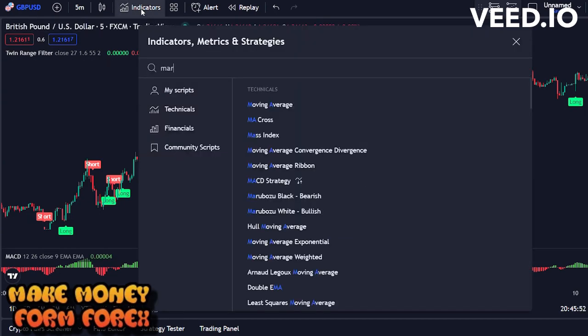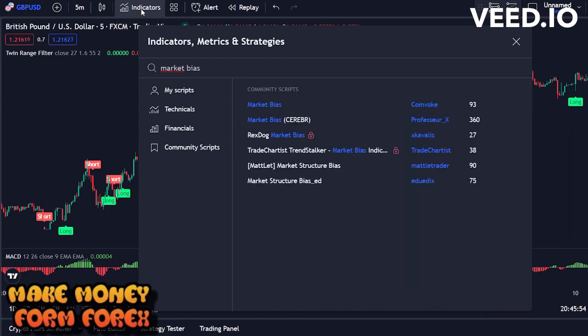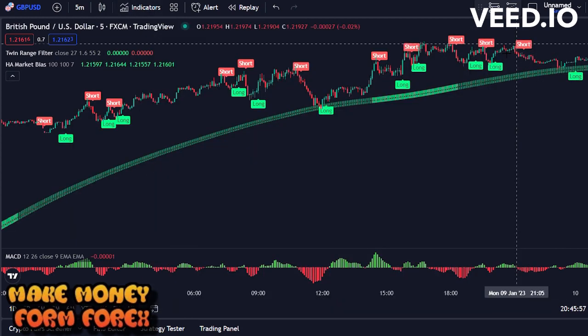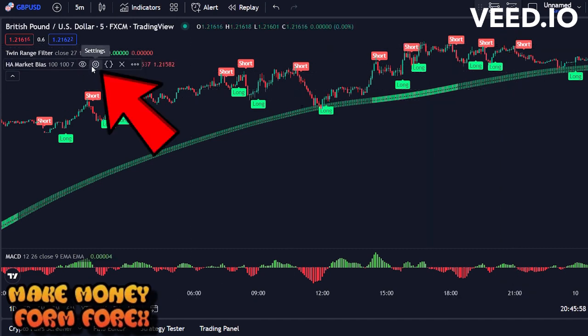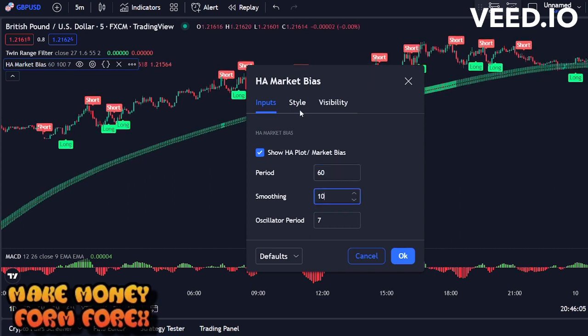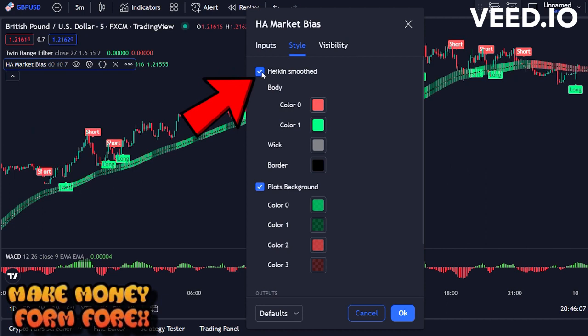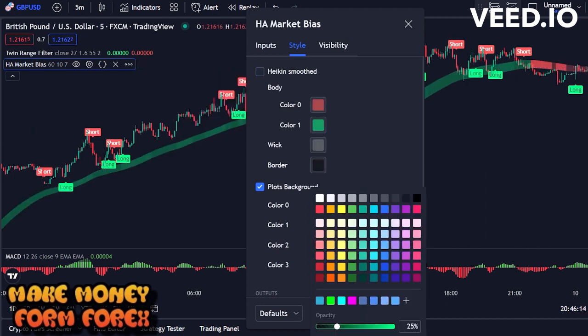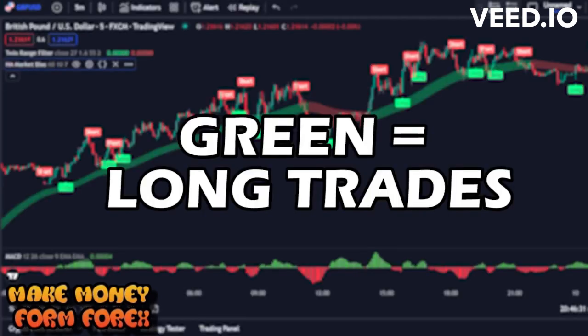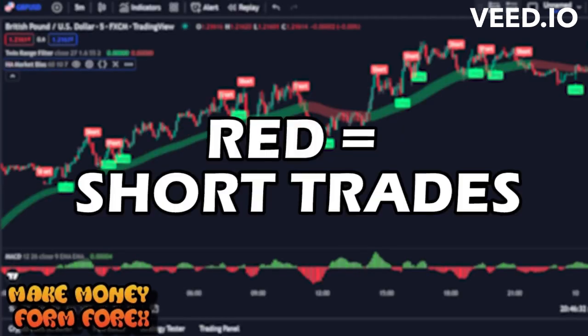Now for the last indicator we are gonna search for market bias. Click on this one by Professor X. Again we need to access the indicator settings by clicking right here. In the input section, change the period to 60, and also change the smoothing to 10. In the Style tab, uncheck this box. Now change the opacity to 30 on every color under plot's background and click OK. We will use this indicator to identify the overall trend, so again if it's green we take long trades and if it's red we take short trades.